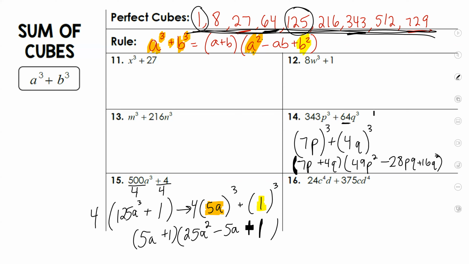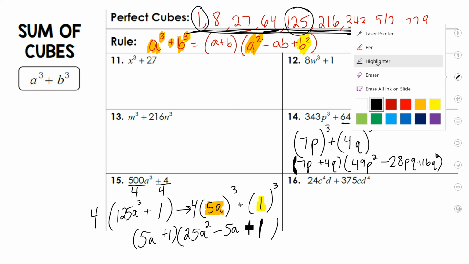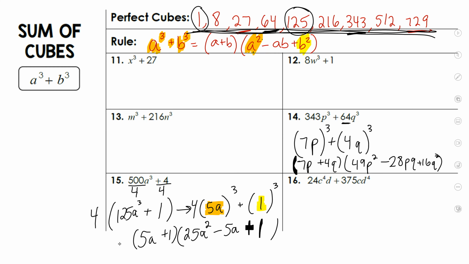All right, guys. Just remember one last thing that we forgot to mention. Make sure that you put that 4 on the outside. Bring down that 4. Just like we had it here, bring down that 4. So this is your final answer. Your greatest common factor always goes on the outside.